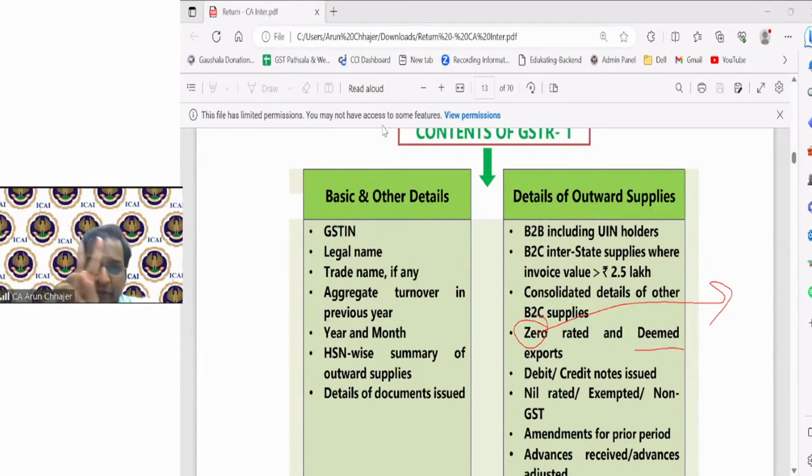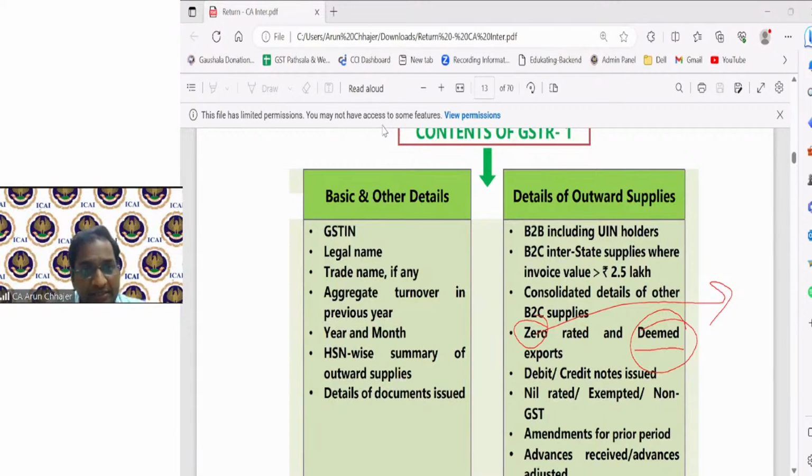व्हाट इज द जीरो रेटेड सप्लाई? ओनली टू सप्लाई एक्सपोर्ट और सप्लाई टू द एसईजेड. इट कैन बी गुड्स, इट कैन बी सर्विसेज. बट अगर आप एक्सपोर्ट कर रहे हो या एसईजेड यूनिट को सप्लाई कर रहे हो, इट विल बी ट्रीटेड एज जीरो रेटेड.